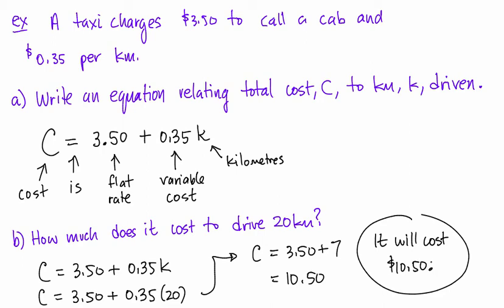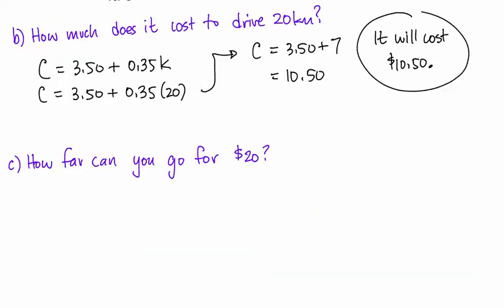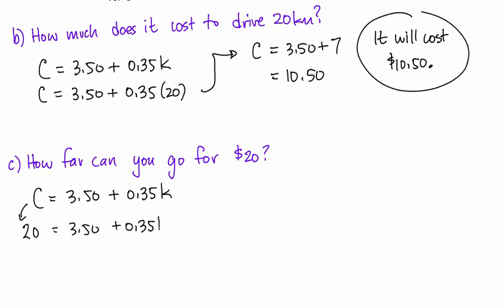There's a third type of question that can get asked in this section, and it looks like this. How far can you go for $20? How far can you ride? So, well, we start with the cost function. But now I'm not substituting in 20 for the kilometers, I'm substituting 20 in for the cost. And now we need to use our algebra skills to solve for k.